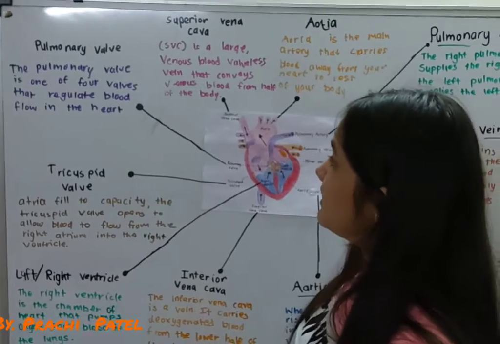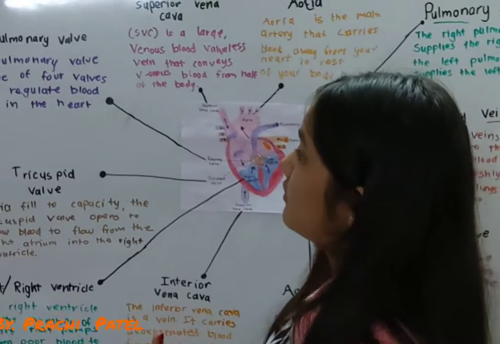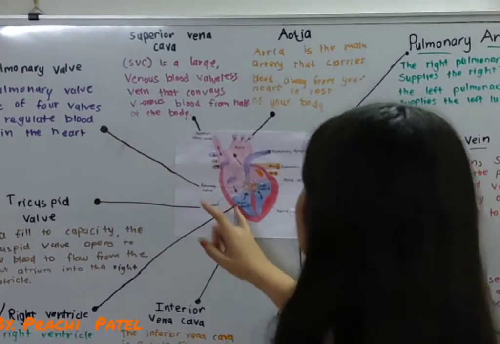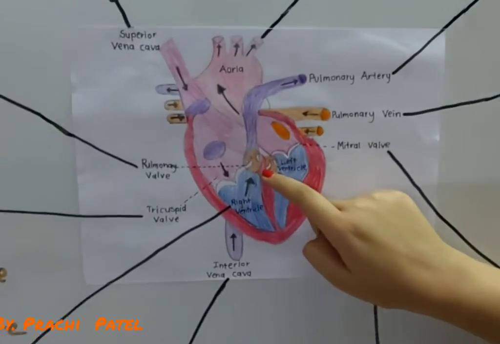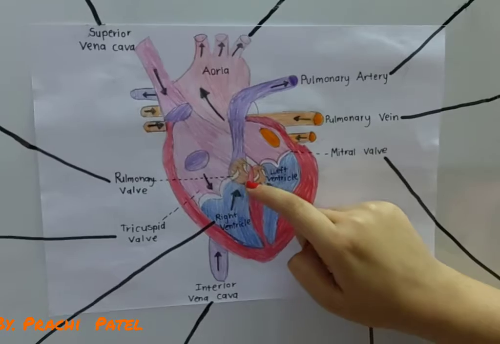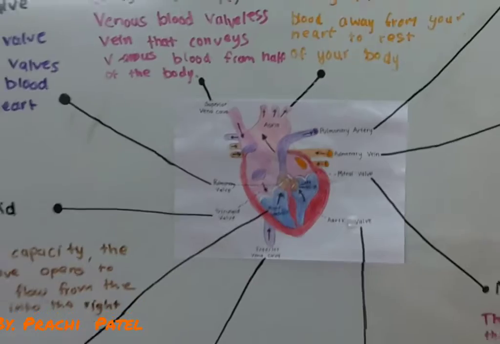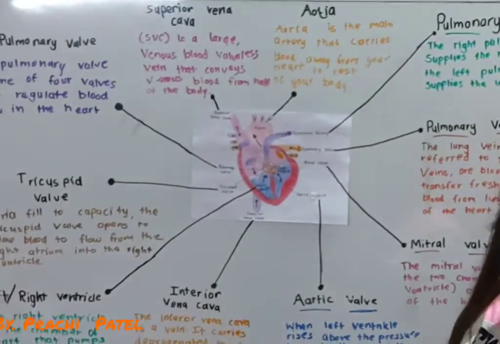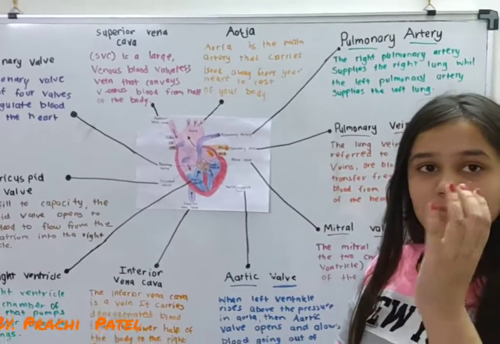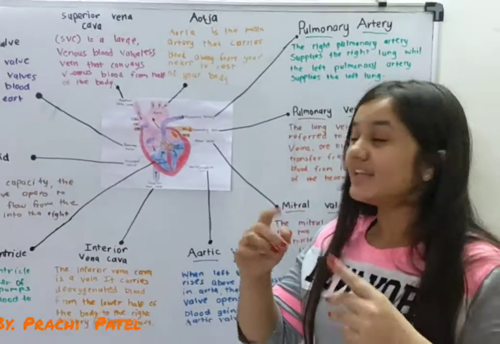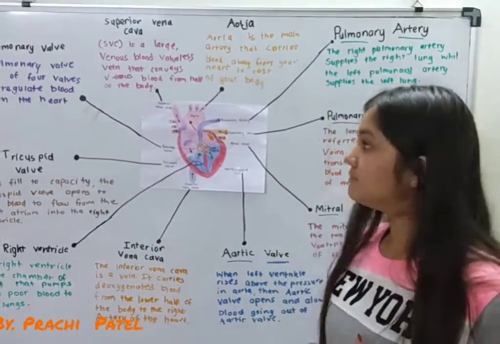Pulmonary valve. The pulmonary valve is one of the 4 valves that regulate the blood flow in the heart. The pulmonary valve is right over here. There are 4. Can you see this white part, this white part, this white part, and this white part? So 1, 2, 3, and 4. These 4 valves regulate the blood flow in the heart. So this should be clear, because when the heartbeat happens, the blood comes from this part and goes into this part, just because it opens at the correct time.